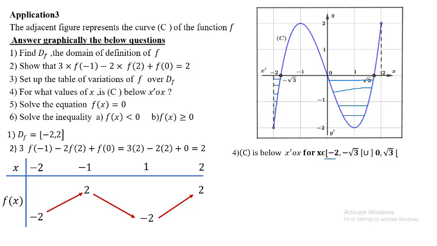Why do we close the interval at -2? Simply because f of -2 equals -2, which is negative. This is why we should close the interval at -2.